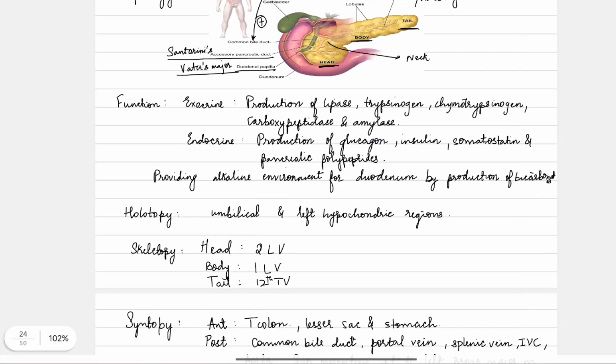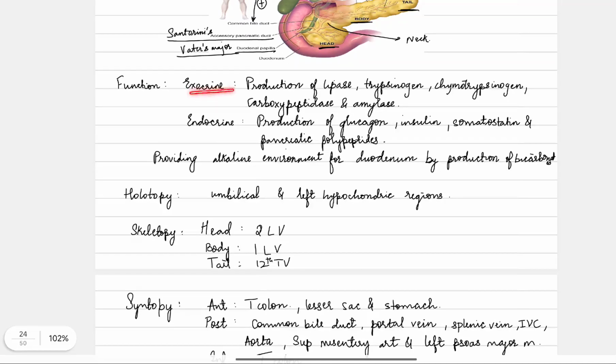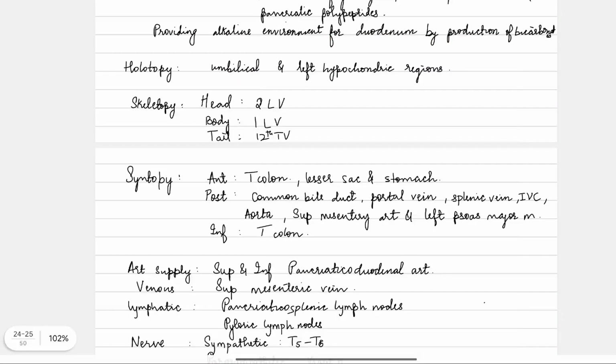Now function of pancreas is exocrine and endocrine. Exocrine is production of lipase, trypsinogen, chymotrypsinogen, carboxypeptidase and amylase. Endocrine is production of glucagon, insulin, somatostatin and pancreatic polypeptides, providing alkaline environment for duodenum by production of bicarbonates.